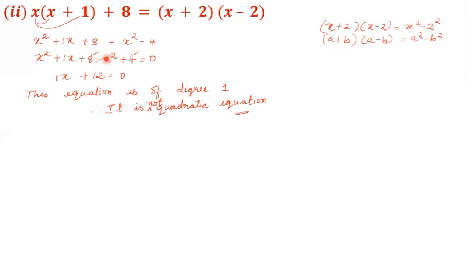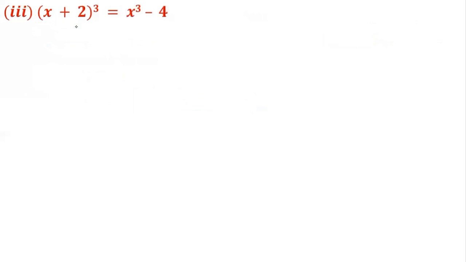Let us see one more. Look at this example. This equation looks like a quadratic equation in the first step, but it is not a quadratic equation. Now, take one more example. x plus 2 whole cube is equal to x cube minus 4. It looks like a cubic equation, but let us simplify to confirm it.